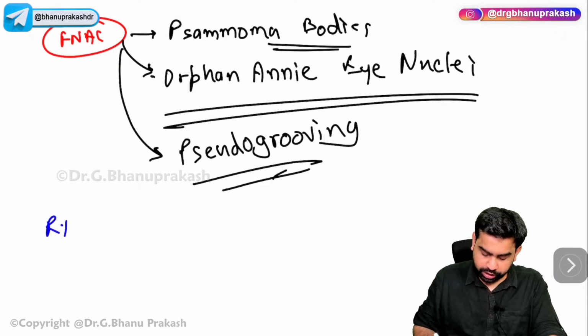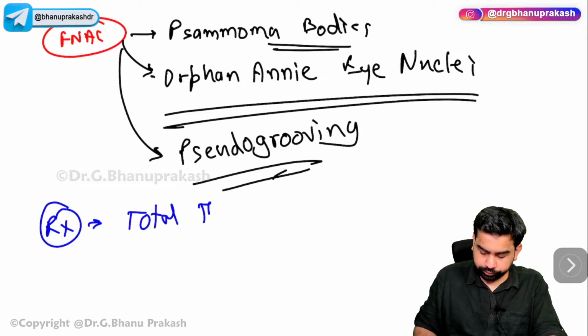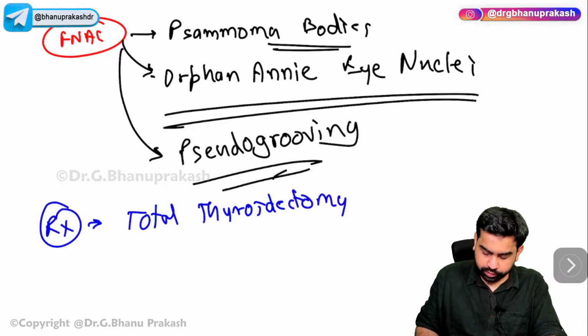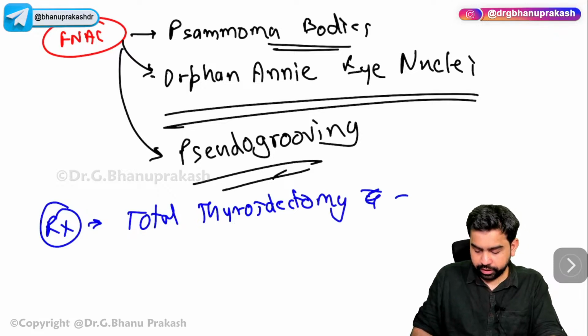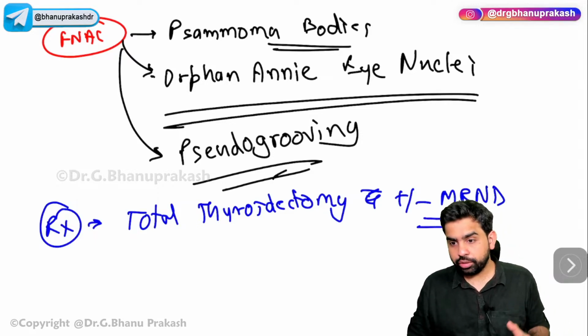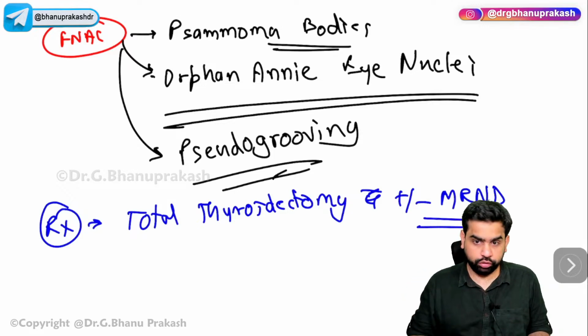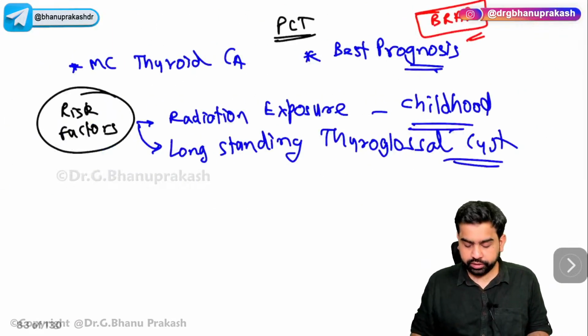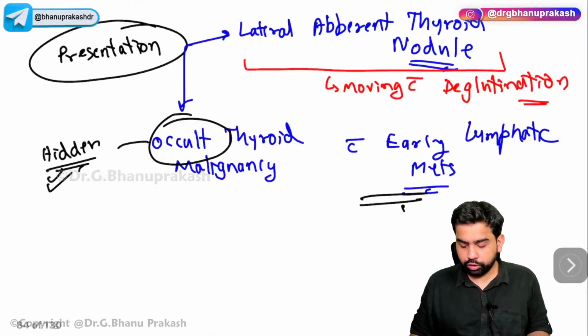And finally, about the management. In the management, what you need to understand, you perform a total thyroidectomy with plus minus modified radical neck dissection, MRND. So this is how you're going to manage patients with papillary carcinoma of thyroid. This is important as far as papillary carcinoma of thyroid is concerned.